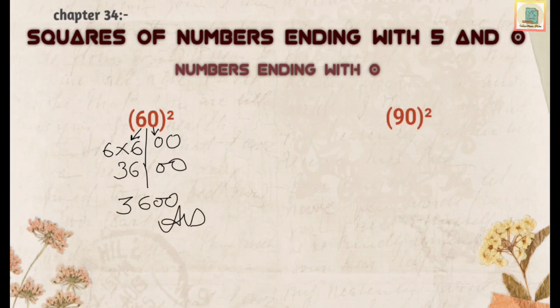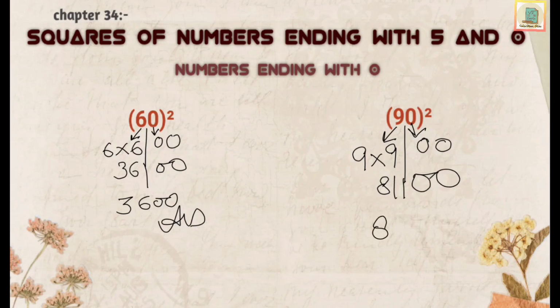Now let's find the square of 90. So make a partition. In the second partition, just write 2 zeros, and in the first partition, multiply the number with the number itself. So 9 nines are 81 and 00. So the final answer is 8100.